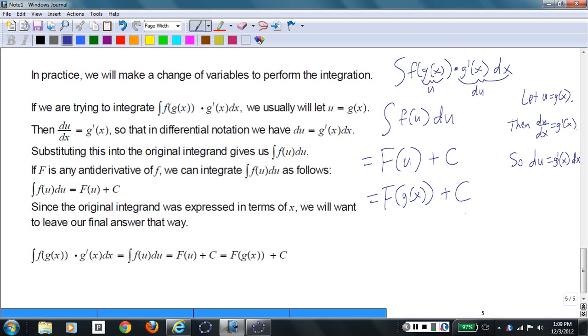All that it requires, as though it's a simple thing, is knowing that big F is an antiderivative for little f, and being able to write the expression as the composition of little f with g of x, so that the derivative of g also appears as a factor of that integrand. And maybe that's the hard part.